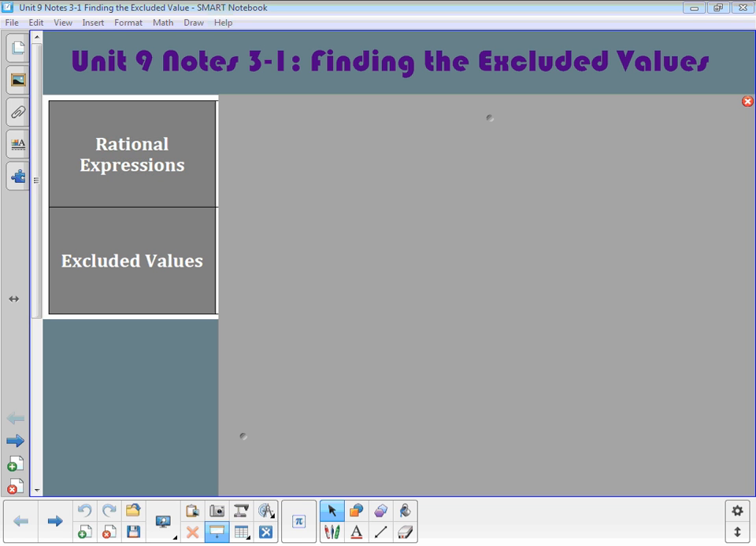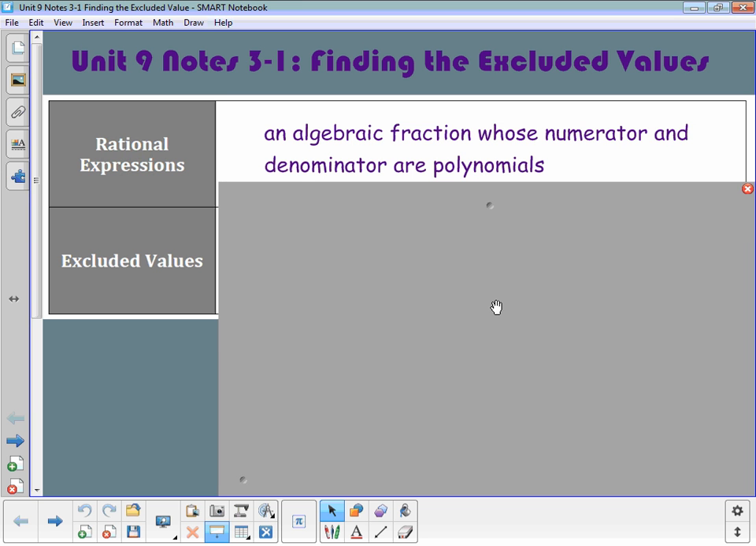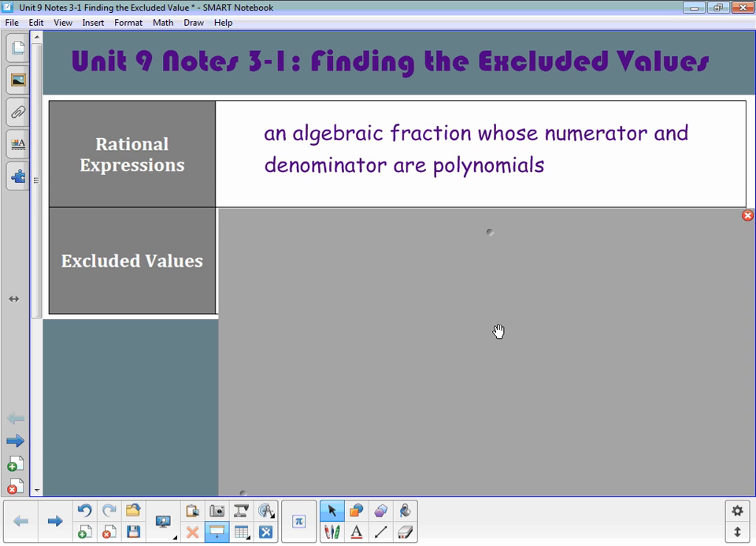So today we're going to be doing Unit 9, Notes 3-1, Finding Excluded Values. So first of all, let's talk about rational expressions. That's what all of Unit 9 is really leading up to.